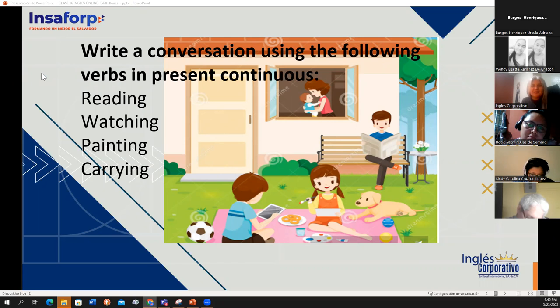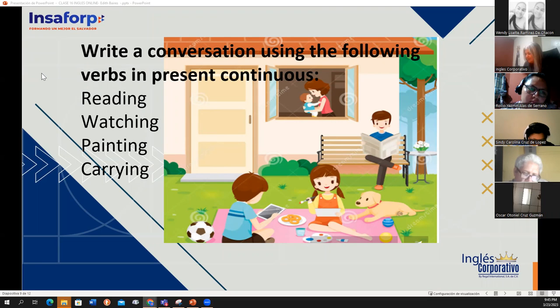Wendy, Lisette? Dad is reading the daily newspaper. Amy is painting what she liked the most. Victor is watching educational videos on the tablet. My mom is carrying my little brother. Okay, thank you so much. Okay, very good. Wendy? Okay, who else?